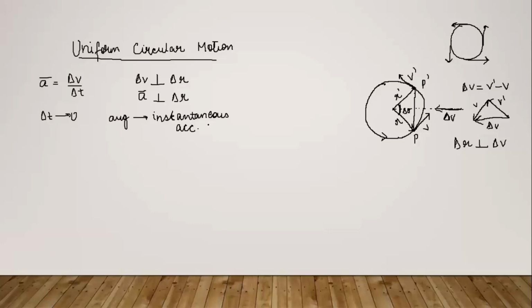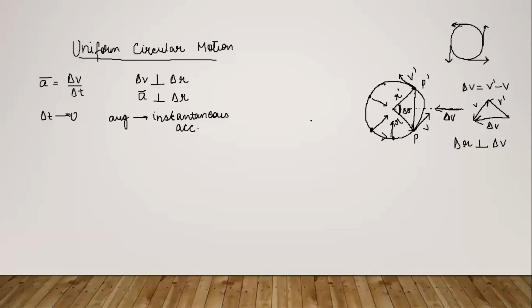In the case of uniform circular motion, if the particle is over here, the instantaneous acceleration would be pointing this way, that is, towards the center. If the particle is here, it will point towards the center. If the particle is here, it will point towards the center. So this is what we have derived, the direction of the acceleration.